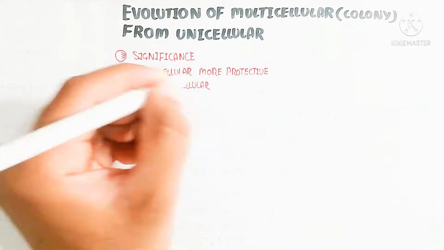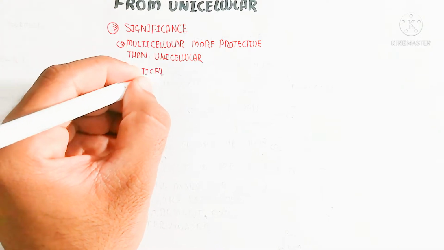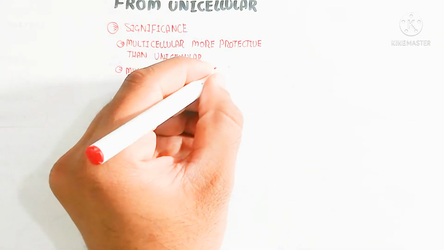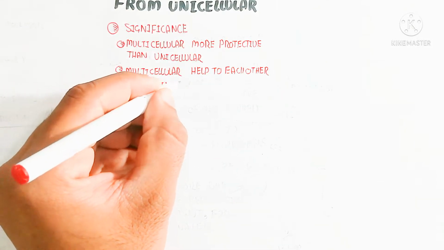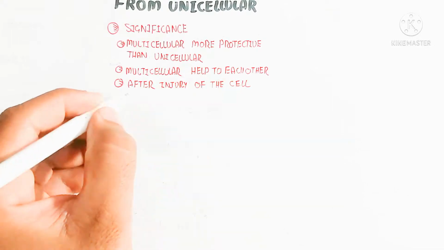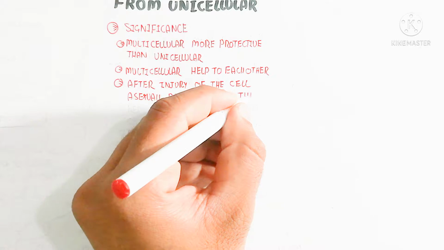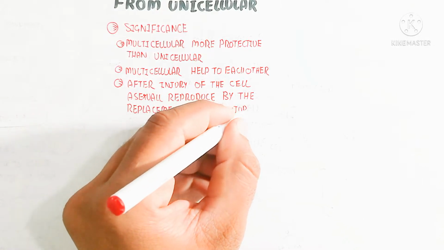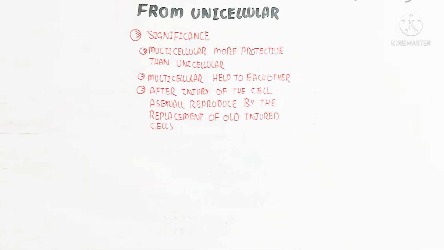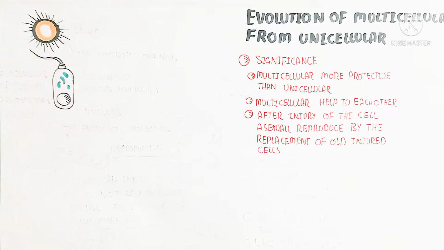Here, multicellular is more protective than unicellular. Why? Because of cell injury as well as food, mode of nutrition and mode of movement, all these things are required. Multicellularity is more adaptive as compared to the single cell. The multicellular cells help each other after injury of a cell, with asexual reproduction replacing the old injured cell in the same colony. So remember that, and let's begin to understand.